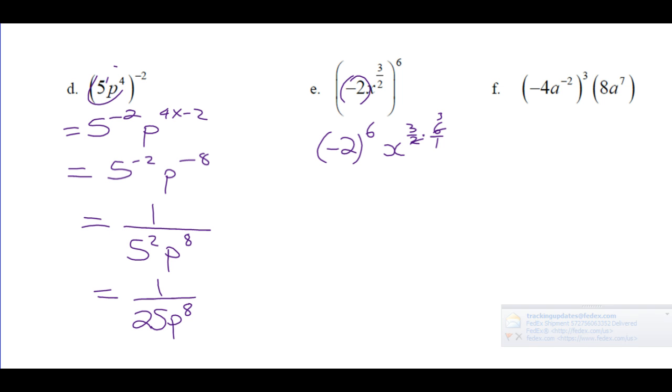So negative 2 to the 6th is a positive, right? Because you've got negatives pairing up. We've got 2 negatives that pair up, and then another 2 and another 2. So that's just 2 to the 6th, which is 64. And then this is x to the 9th. So 3/2 times 6, 1.5 times 6, is 9.